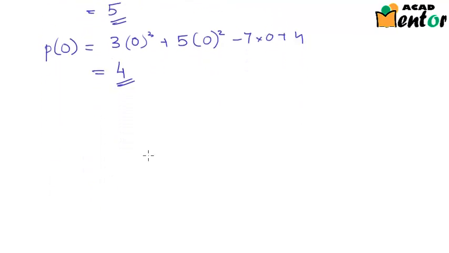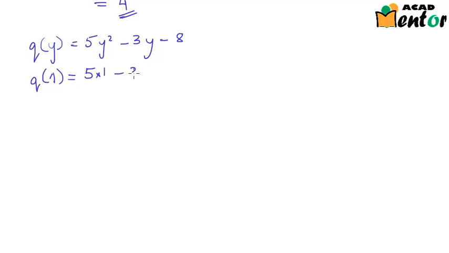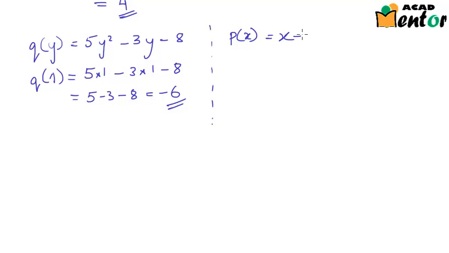Let's look at some other polynomials. Consider another polynomial, q of y as 5y square minus 3y minus 8. The value of q of 1, when y is replaced by 1, would be 5 into 1 minus 3 into 1 minus 8, which is 5 minus 3 minus 8, or negative 6. Let me have another polynomial, let's call it p of x. If p of x was x minus 2, here p of 1 would be 1 minus 2 or negative 1.